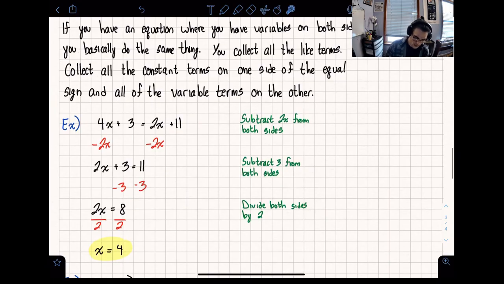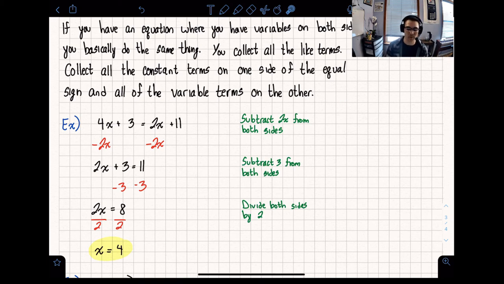Okay. This is something you will see coming up a lot in algebra. If you have an equation where you have variables on both sides, you basically do the same thing. We're just following the same exact steps here. You collect all of the like terms, collect all of the constants on one side of the equal sign, and all of the variable terms on the other.